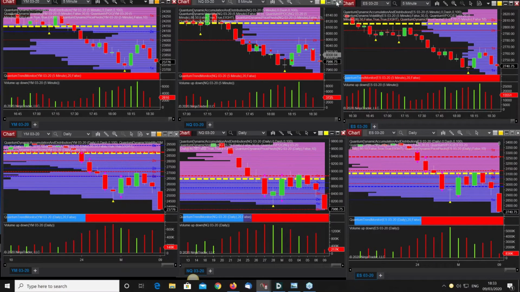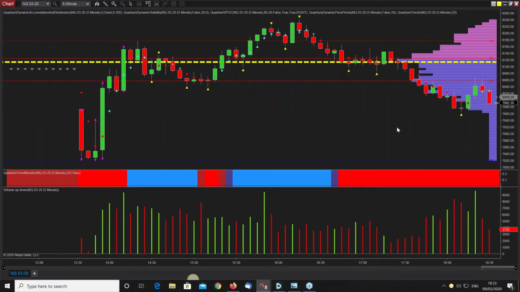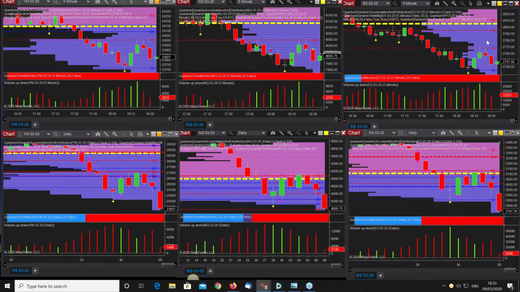Similar sort of thing. This is the NQ. Oops, sorry. Let's maximize that one. There we go. This is the NQ on 5 minutes. Exactly the same sort of principles. Ton of volume coming in. Weakness signaled. More weakness signal here, and down we go again. And pretty much the same on the ES as well.